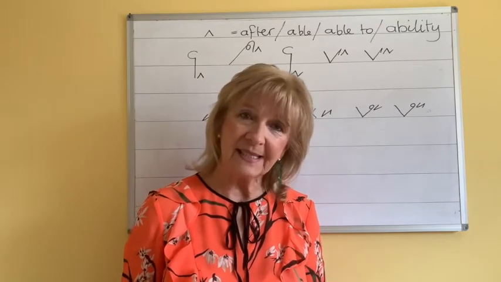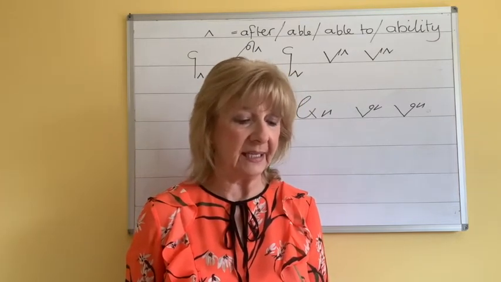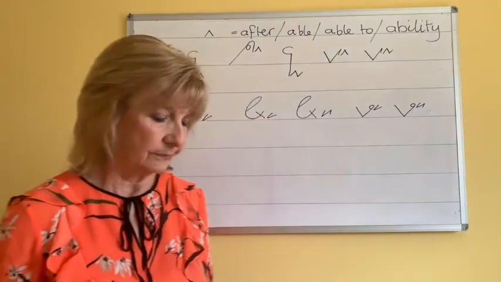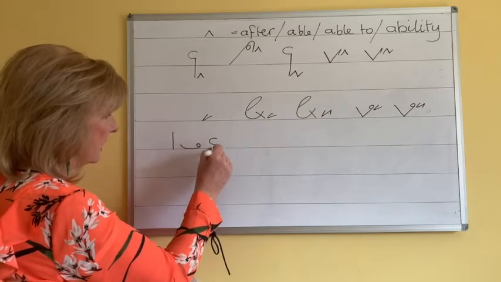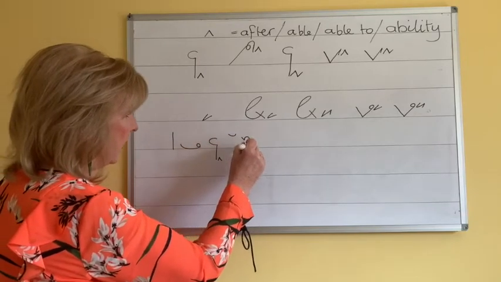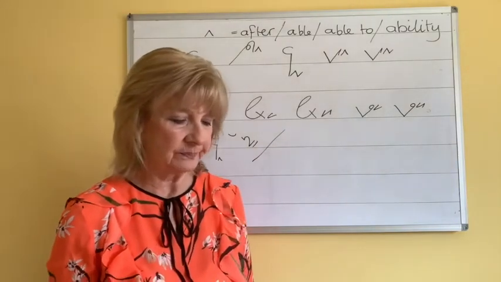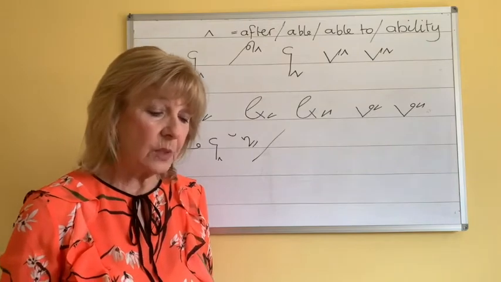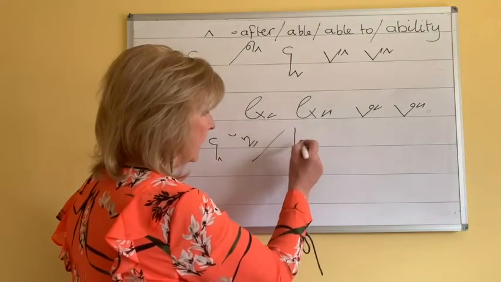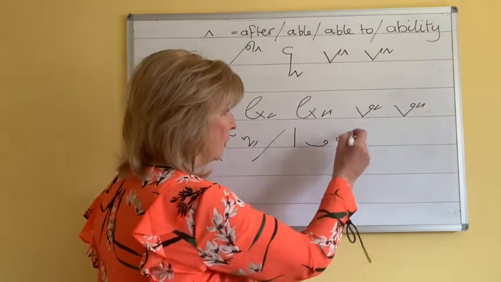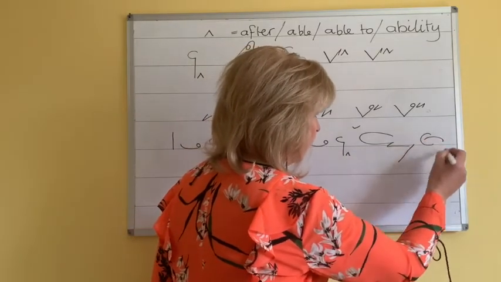So let's write some sentences now. So sentence one, he was capable of anything. So he was capable of anything. Disjoining the ing for thing and writing it downwards. Second one, he was capable of committing the crime. Was capable of committing the crime.